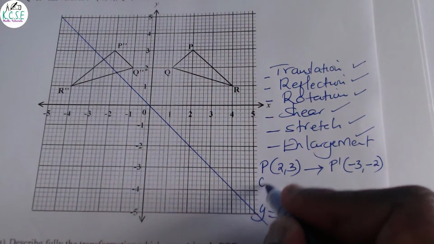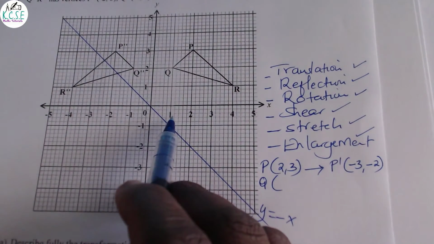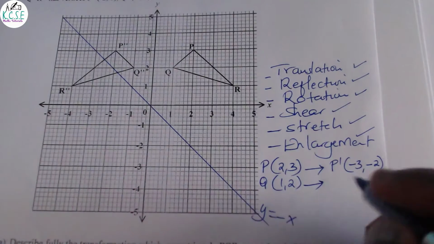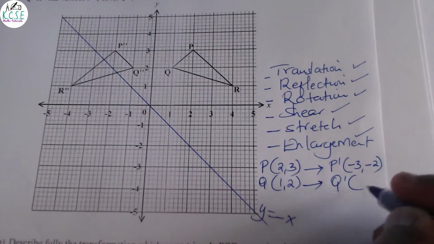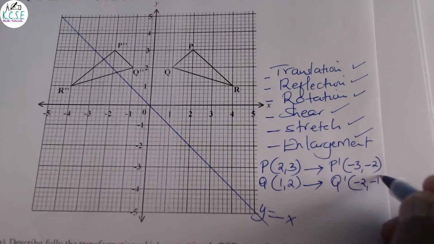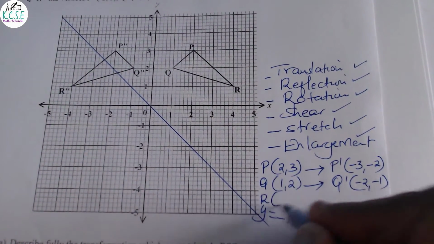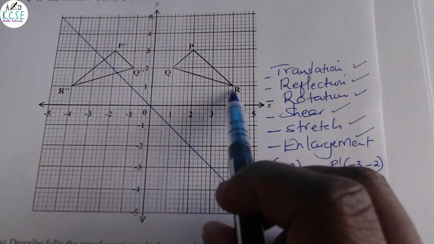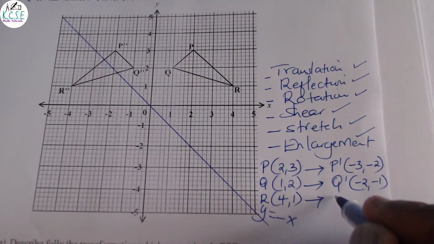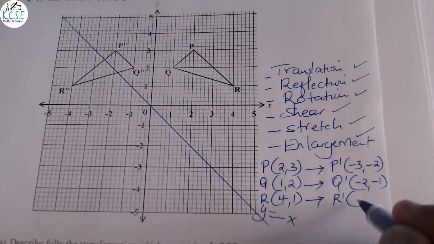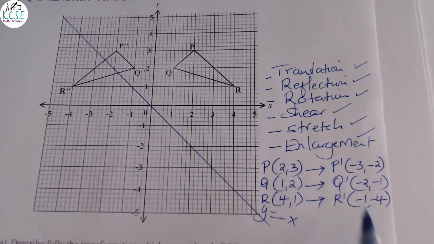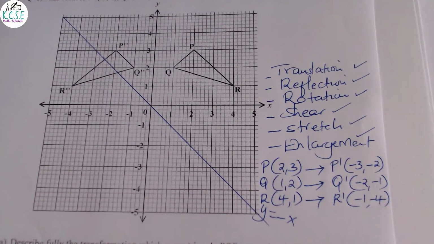Then Q is 1, 2. This one will be mapped onto Q prime, which will be negative 2, negative 1. Then R is 4, 1, so R prime will be negative 1, negative 4. So the points are reversed and they change the sign. So you need to plot these reversed.